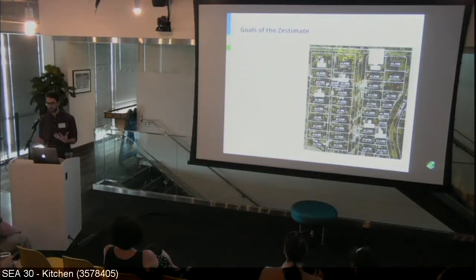So let's start with the easy one. We want the Zestimate to be very, very accurate. What that means for us is that when a home sells on the market and transacts, we would like the Zestimate to be as close to that sale price as possible. Another important goal for us is stability over time. When we produce estimates every day, we would like there to be no erratic behavior day to day.